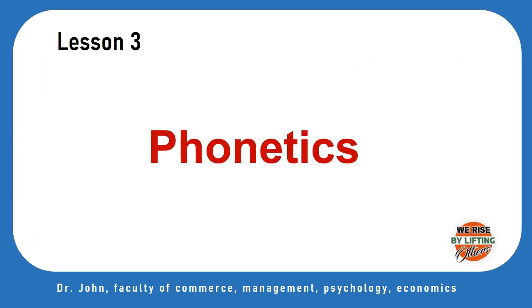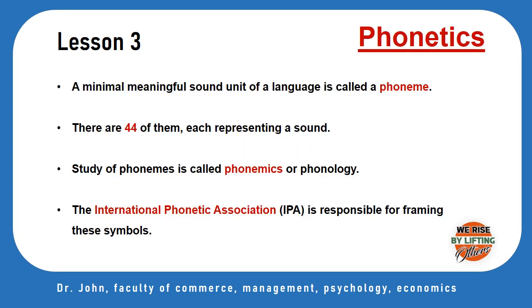Before we deep dive, let's get to know the basics first. A minimal, meaningful sound unit of a language is called a phoneme. Phoneme is the spelling. There are 44 of them, each representing a sound. The study of phonemes is called phonemics or phonology. The International Phonetic Association, in short IPA, is responsible for framing these symbols.